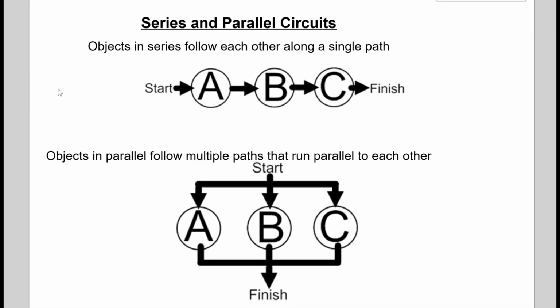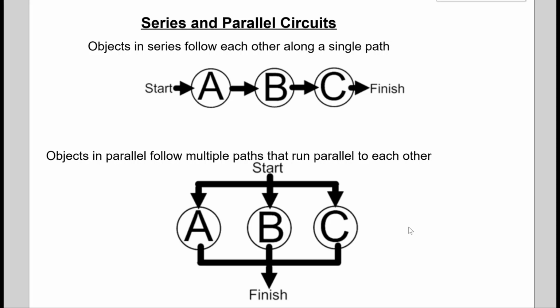You can have them set up in a row, like on top here. We go start, A, through B, through C, and then finish. So we went through all of them. Or on the bottom, we go from start to finish through A or B or C. The one on the top is in series. Objects in series follow each other along a single path.